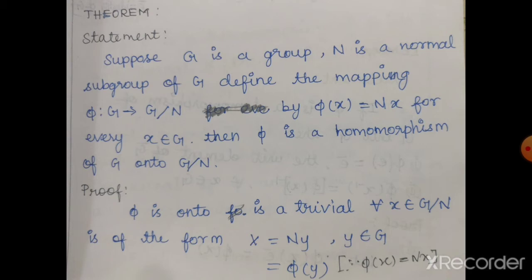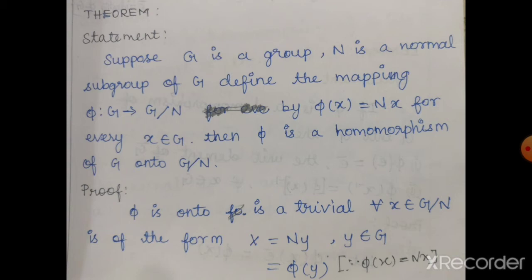In the statement itself they are given that G is a group and N is a normal subgroup of G. They have also defined phi from G to G/N by phi of x is equal to Nx for every x belongs to G. So first we have to come with the proof that phi is onto. The next is we have to show that phi is a homomorphism.